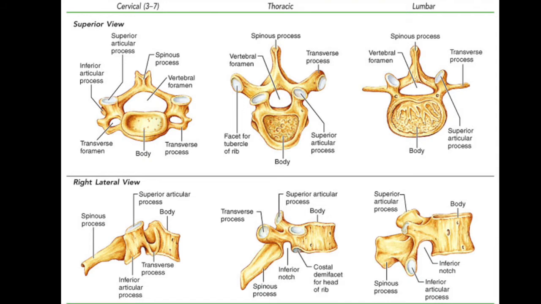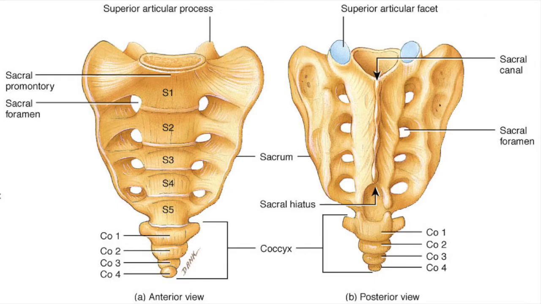On the far right, we have the lumbar verts. As you can see, those have massive bodies compared to the others. They also are missing transverse foramen and costal facets. Instead, they have extra processes that allow for muscle attachment. The last 2 that we have are the sacrum and the coccyx. As you can see, all the verts are going to be fused together and look like they're one piece.